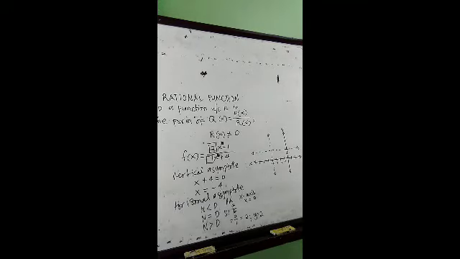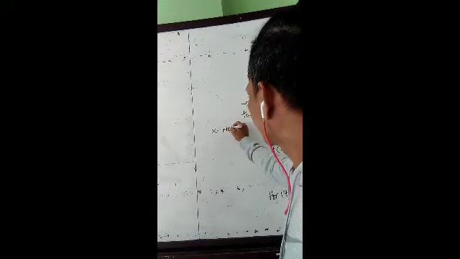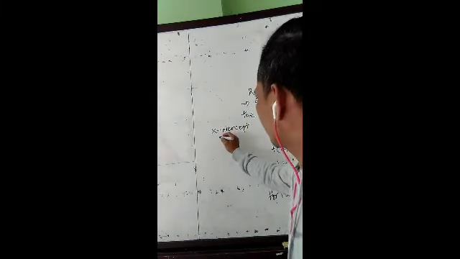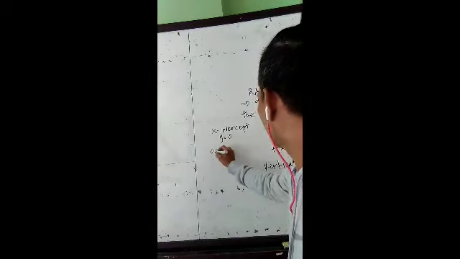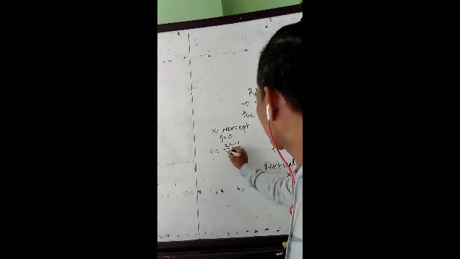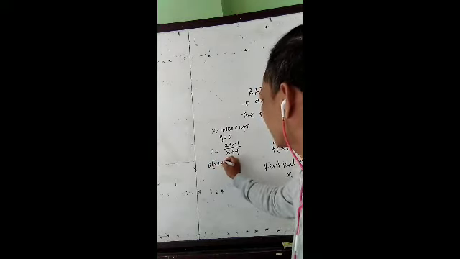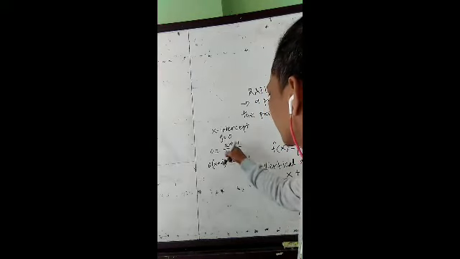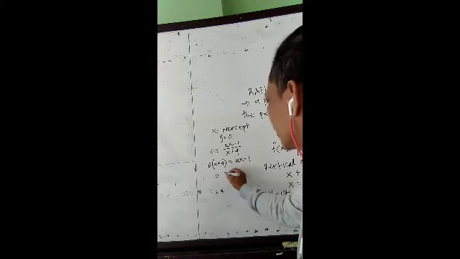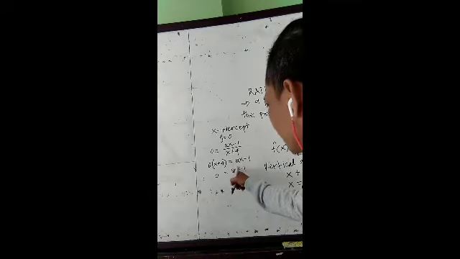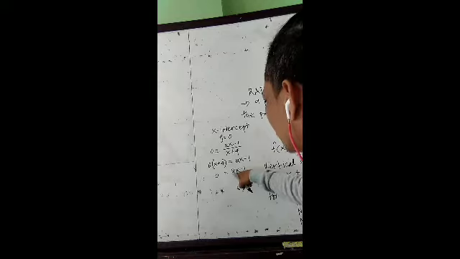Okay, now how to find intercepts? Let's move to this area. To find the x-intercept, just set y to 0. So we have 0 equals 2x minus 1 all over x plus 4. Cross multiply, we have 0 times x plus 4 equals 2x minus 1, and this is already 0 equals 2x minus 1. Then transpose this to the other side in order for us to find the value of x.